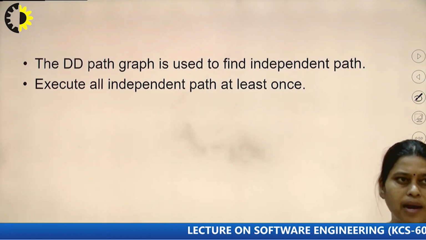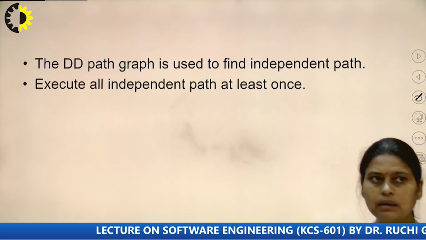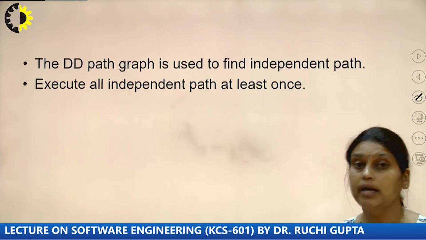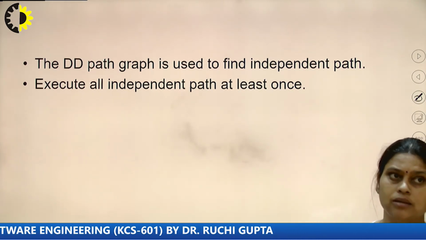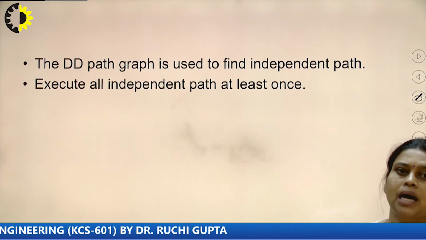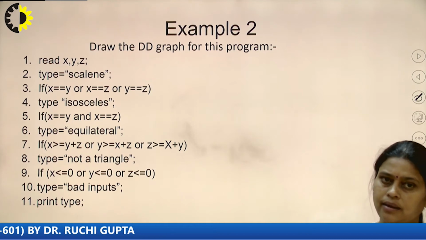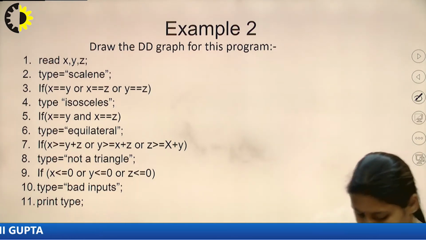The DD path graph is used to find independent paths, and it executes all independent paths at least once. So the condition with the DD path is that for all the independent paths, we have to execute all the paths at least once. So this is an example of a DD path or DD graph.